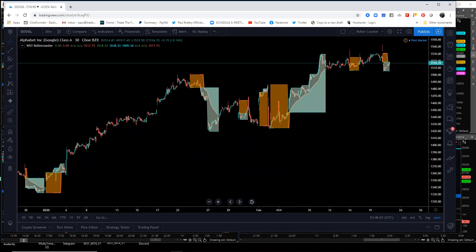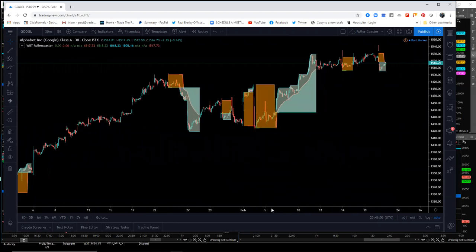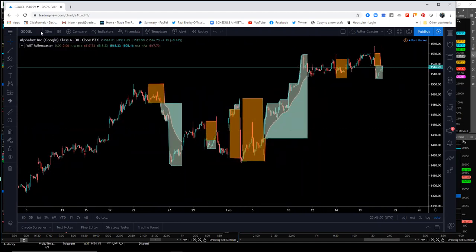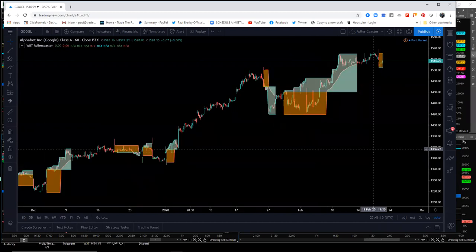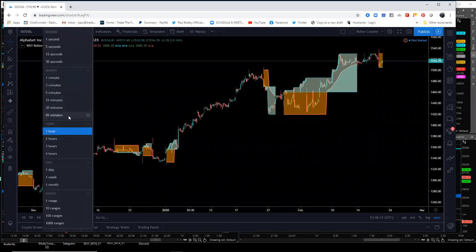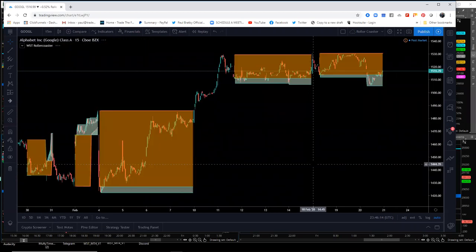Big risk, big stock though, guys, this one. Unless you're trading options, it's not really a great stock to trade. I think 30 minute is a good time frame. Probably 15, not as good.